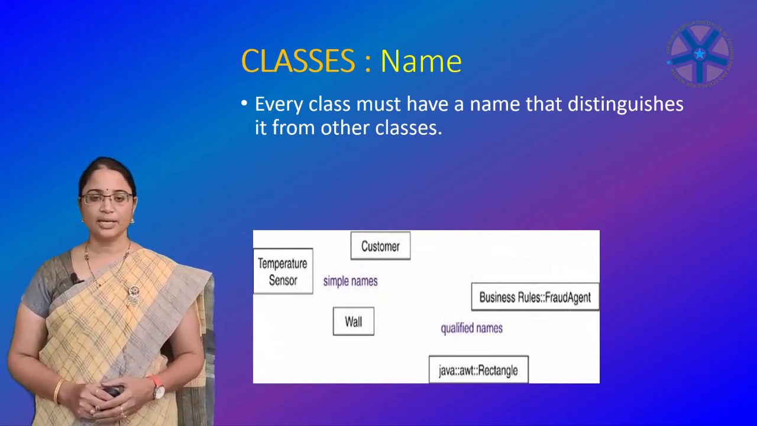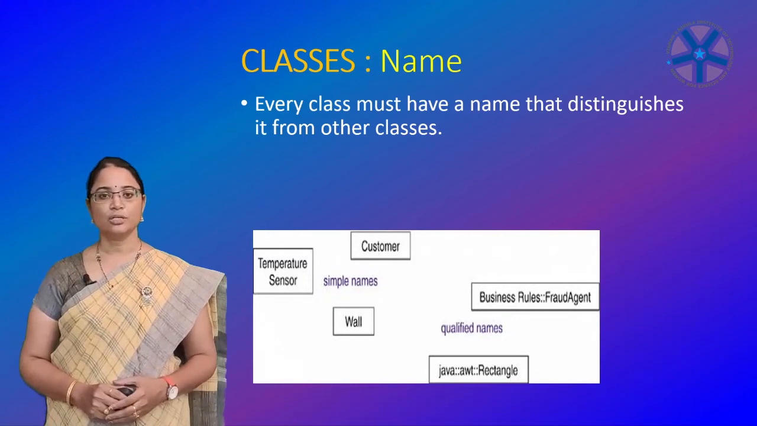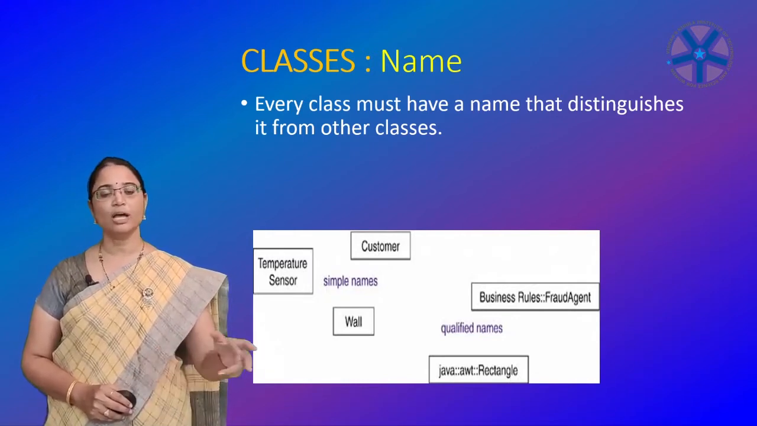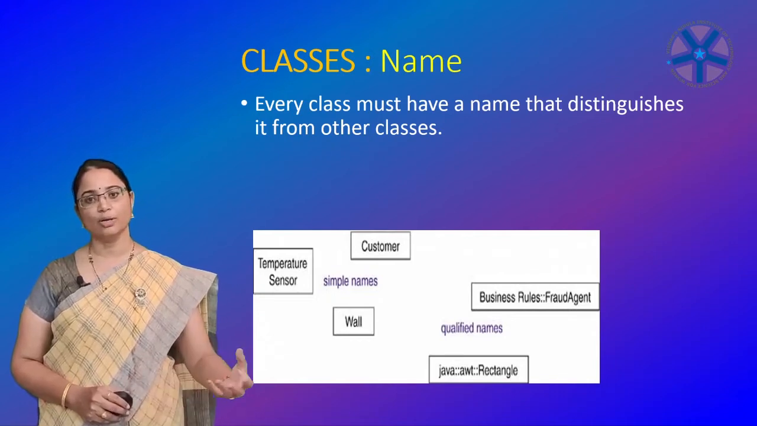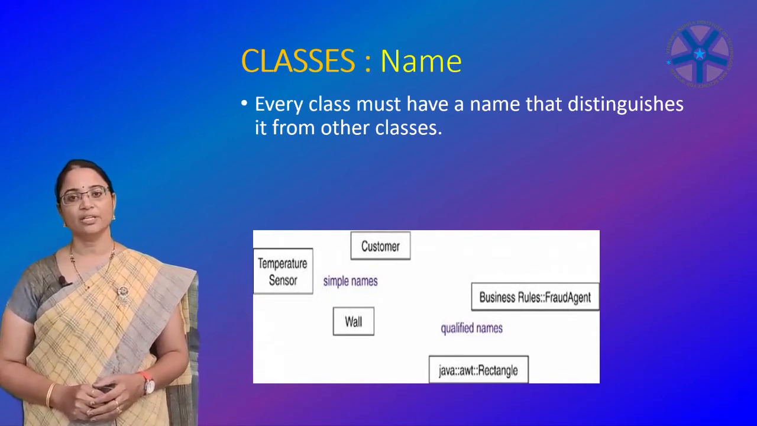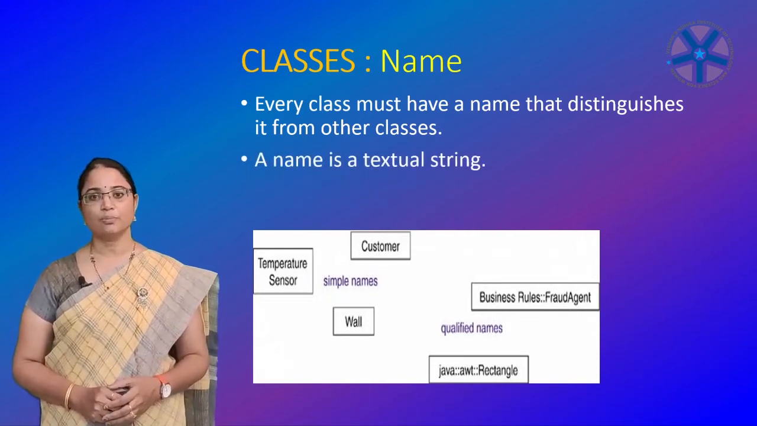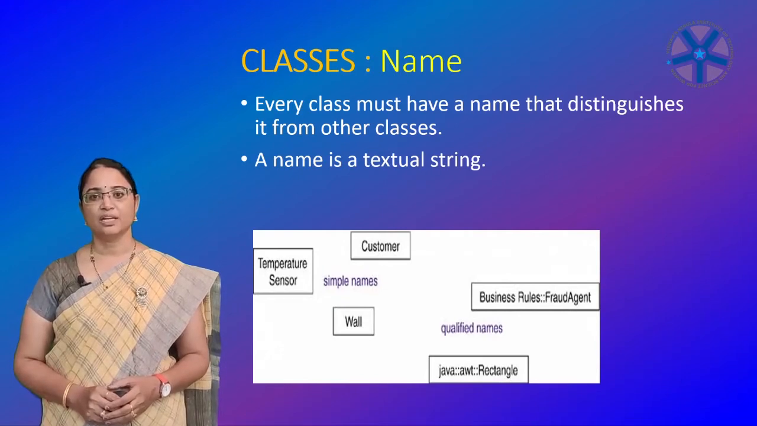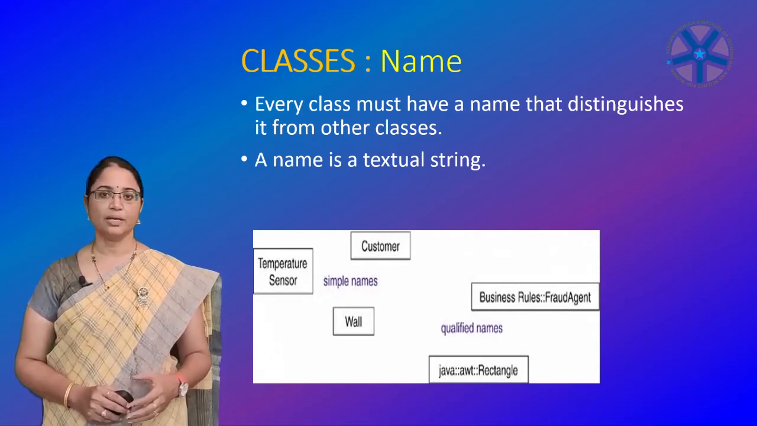Here also you can take an example. If you consider our class, everyone will have a unique name to identify yourself. If both have the same name, then you'll go for the roll number. Similarly, here also we'll use the name to identify or distinguish the class from other classes. A name is a textual string. That name alone is known as a simple name.